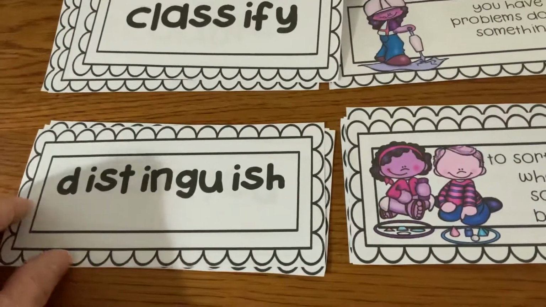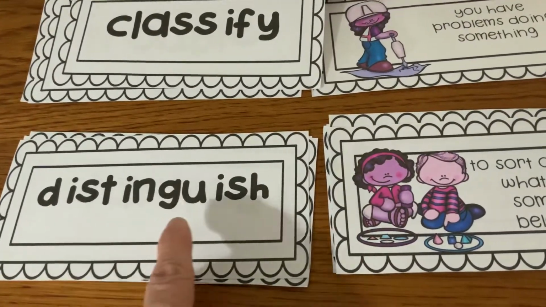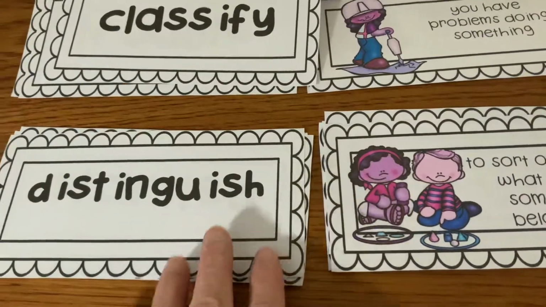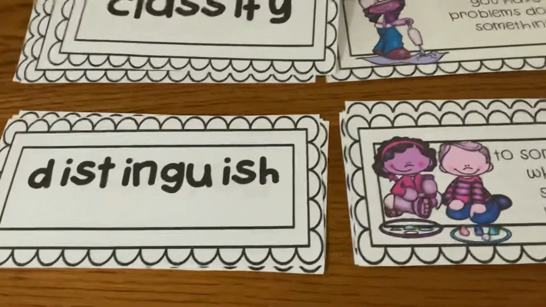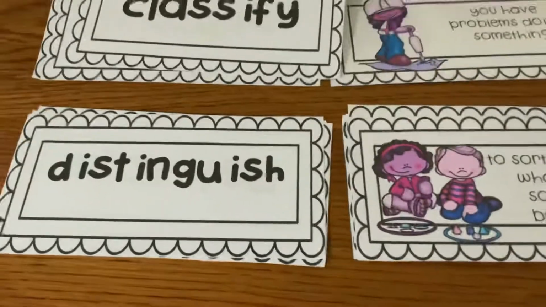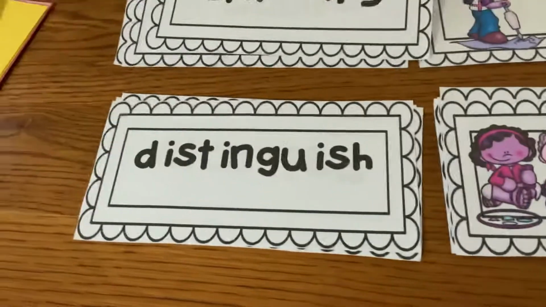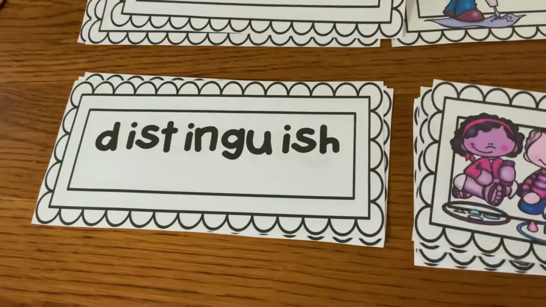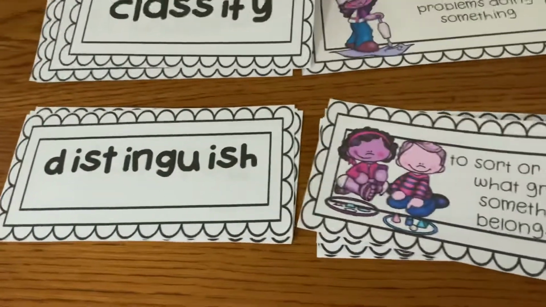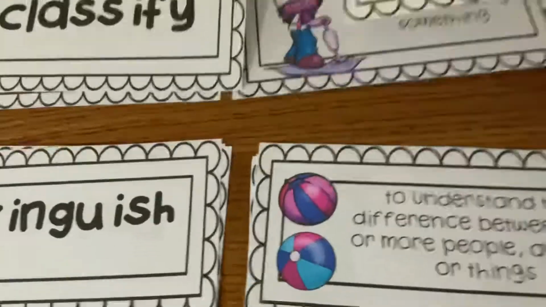Okay, this word is a big long word, distinguish. If we distinguish something, that's what we're doing. We're distinguishing the difference. We're telling which one is which. This one has holes in it, 4 holes. This one has 2 holes. We're distinguishing the difference in the two. So what does it mean?